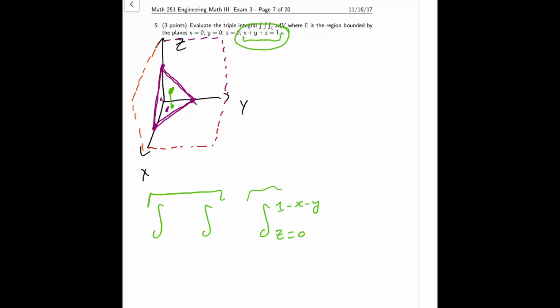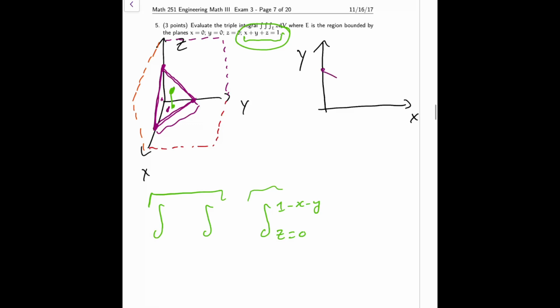Okay, so now for the xy integral, let's look at what we've got here. So now I want to draw the xy plane. So this is the x-axis, this is the y-axis. And I want to draw this purple line over here. It's just going to be something like this. Okay, and this is the line y is equal to x. Or sorry, y is equal to 1 minus x.